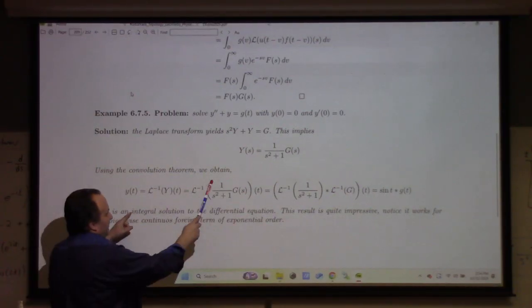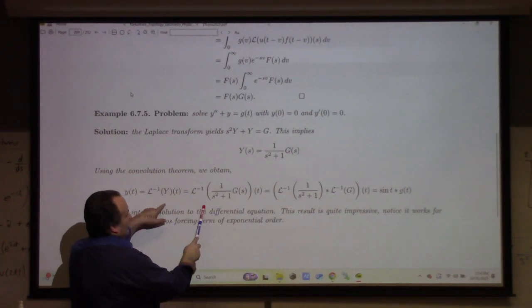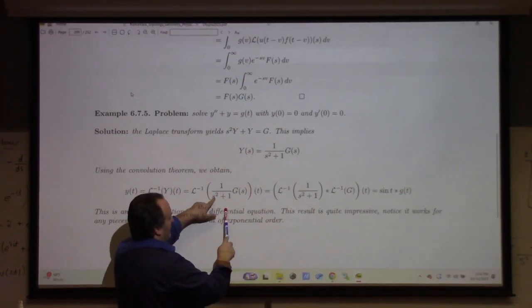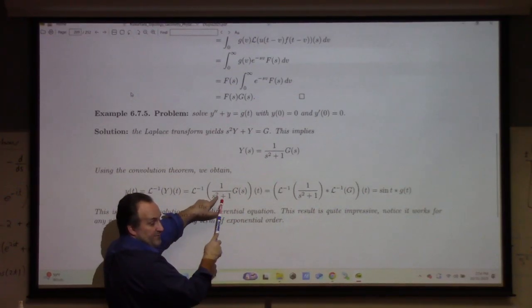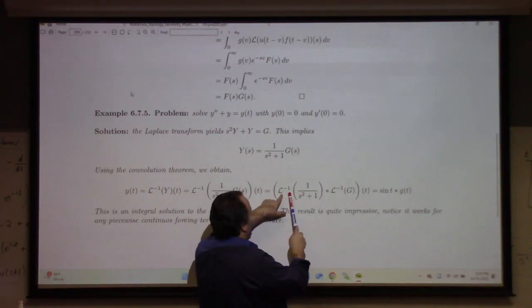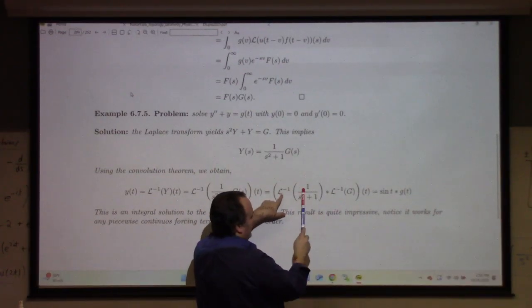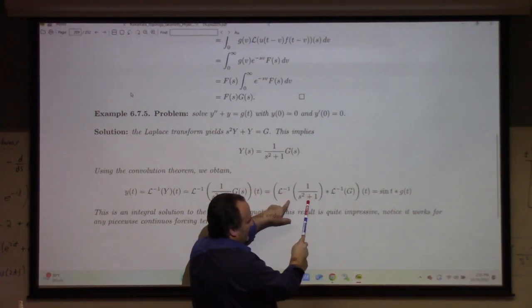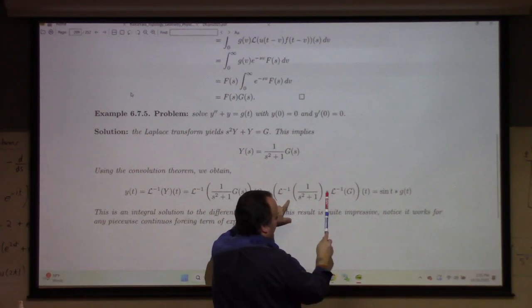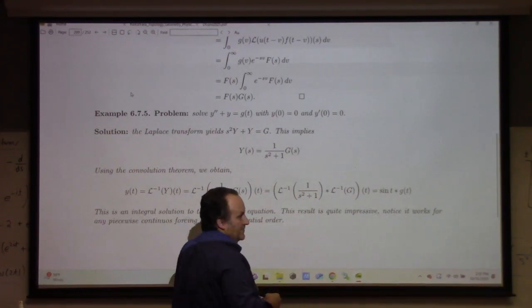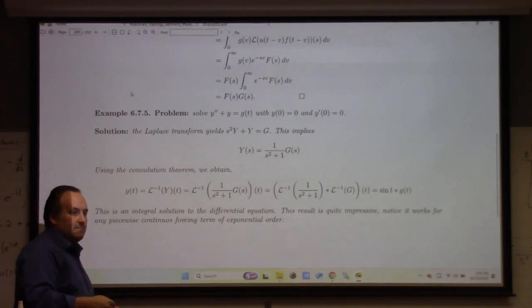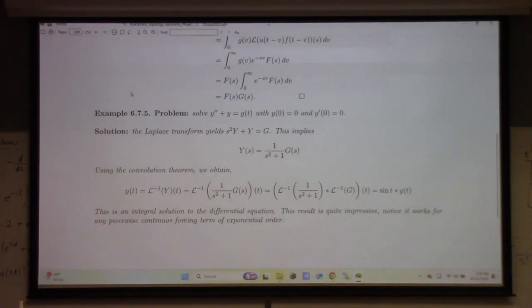When we take the inverse Laplace transform of this, we have the inverse Laplace transform of F(s) times G(s), right? Which by the convolution theorem is the convolution of the inverse transform of this with that. But the inverse transform of 1/(s²+1) is exactly sin t. So the answer is sin t convolved with g(t). What does that mean? That's an invitation for writing down an integral, right?